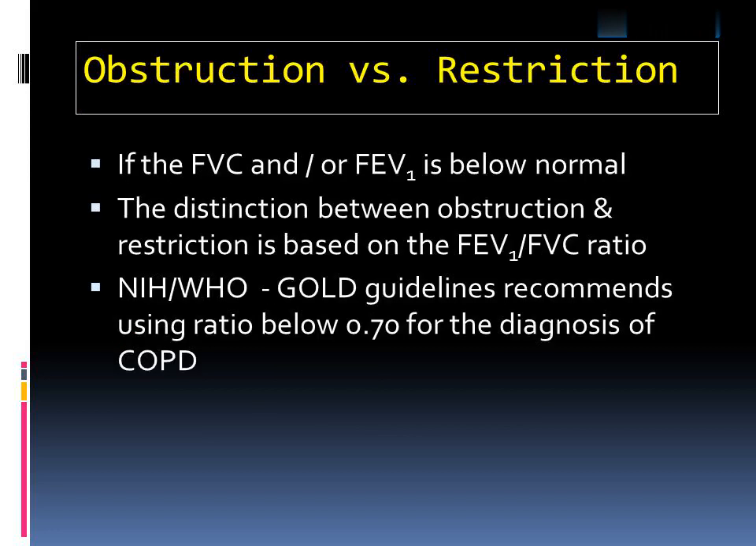Obstruction versus restriction. If the FVC and/or FEV1 is below normal, the distinction between obstruction and restriction is based on the FEV1/FVC ratio. NIH/WHO GOLD Guidelines recommend using a ratio below 0.70 for the diagnosis of COPD. ATS: FEV1/FVC ratio 0.08 to 0.10 less than the predicted ratio.